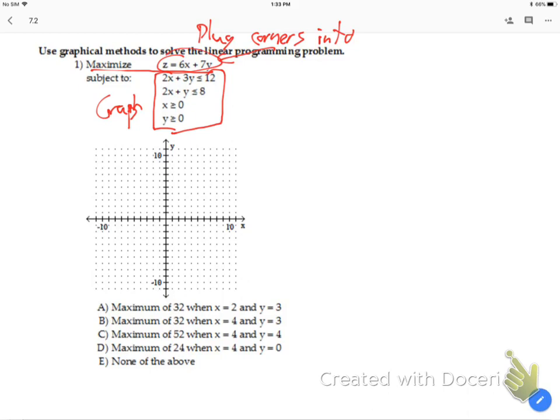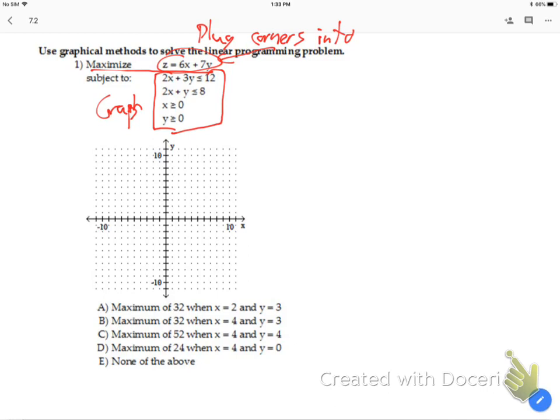So the game plan is graph the other things, get a picture. You're going to have a shape, you're going to have some corners. Find the corners and plug them into the top one and take the highest, take the maximum. That's the game plan. These are super long. They take a long time. It's called linear programming. Here we go.